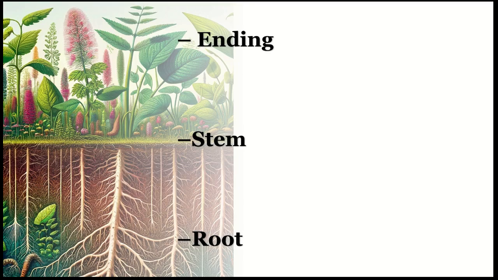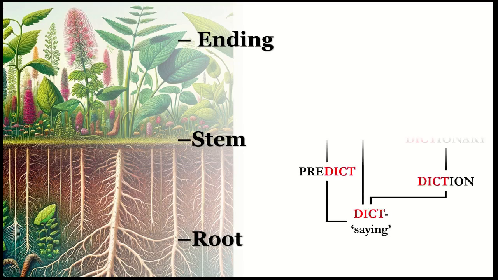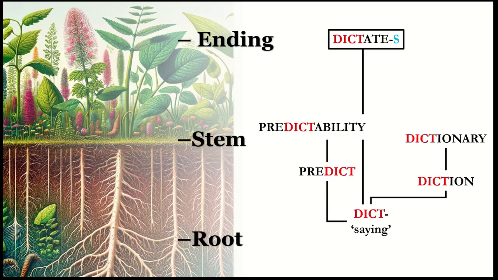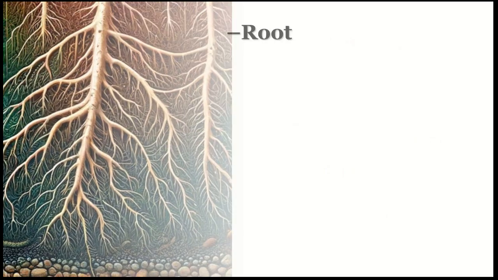Words are kind of like plants. They have a basic core that carries meaning, and parts that grow out of it, adding details like tense, number, or person. Let's start underground, with the root.